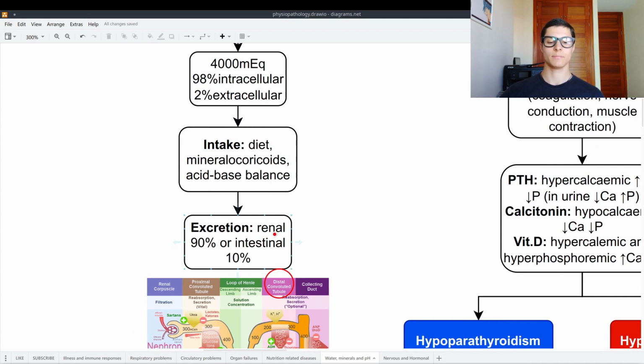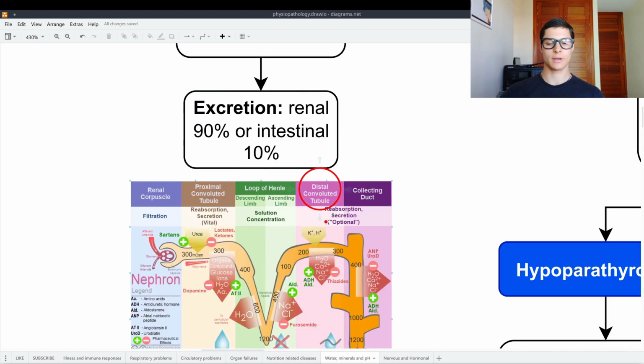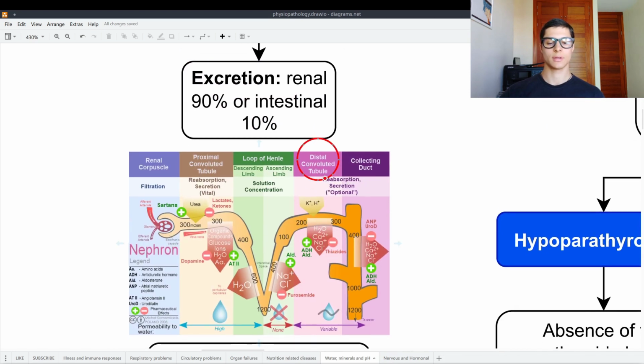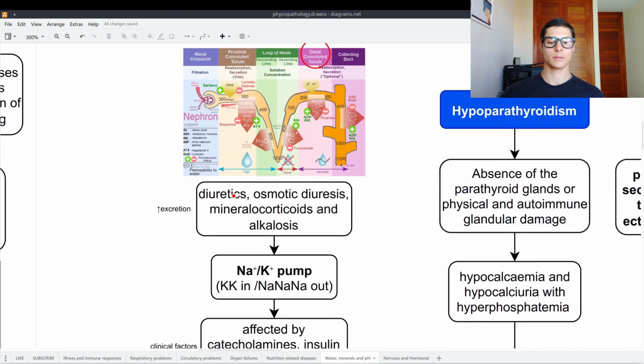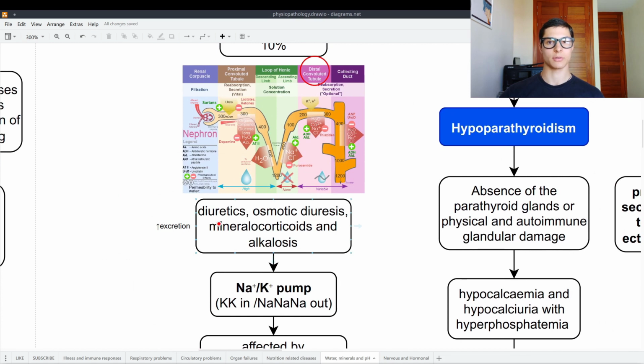And excretion, renal 90% or intestinal at 10%. As you can see here, it is secreted the majority of the times in the distal convoluted tubule here, together with protons. Things that will enhance the excretion of potassium are diuretics, osmotic diuresis, mineralocorticoids, and alkalosis.